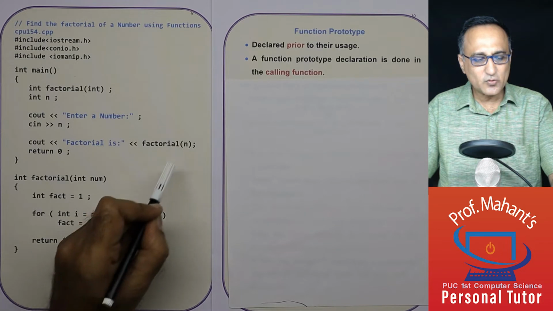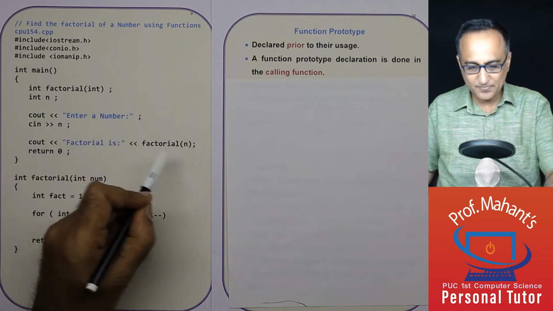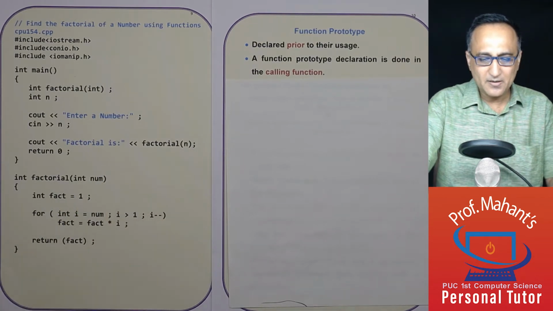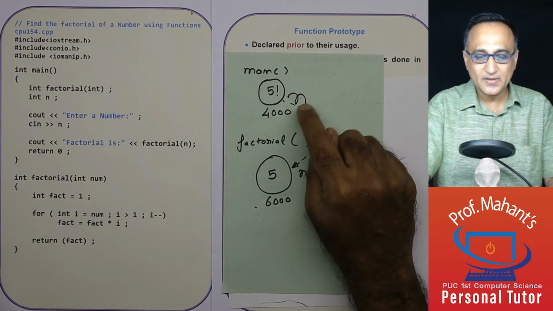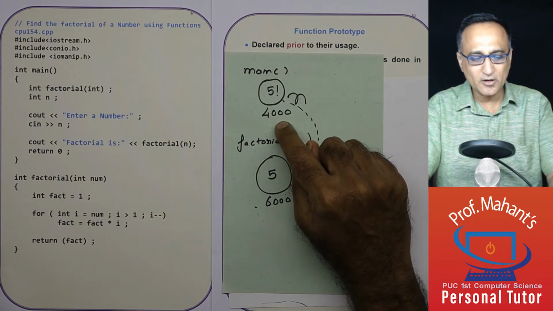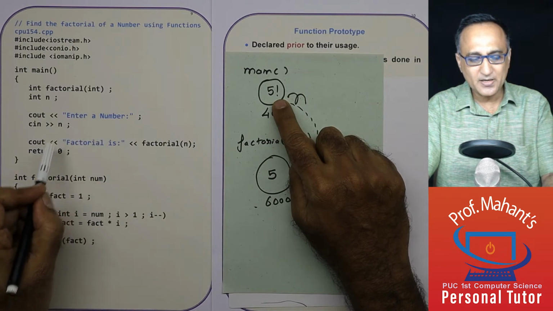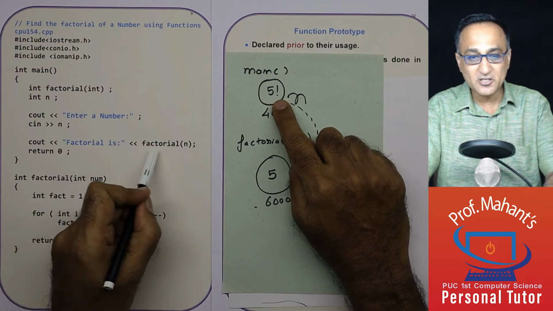So let us say the user enters 5. The value 5 is stored in n. This is how you can take a look at the diagram. In main, n is a variable whose address can be, say, 4000. The user asks for the factorial of 5. So I try to print this statement, but this can't be printed because there is a calculation here. This is a function call.